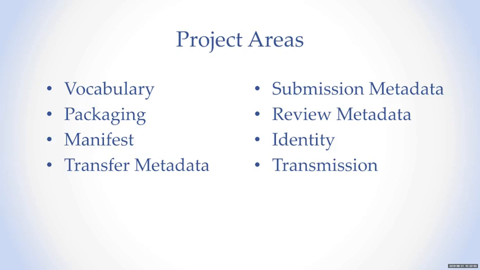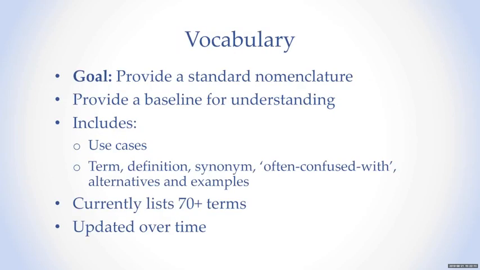We defined eight project areas, and I will talk about each of these in a little more detail. Starting with vocabulary, defining a shared nomenclature ensures that there's a baseline for understanding. We really fleshed out the use cases and included additional terms. We currently have more than 70 terms in a spreadsheet that we're maintaining. It will be updated over time, and we're including the term, an agreed upon definition, synonyms, other terms that may be confused with, some alternatives, and some examples.